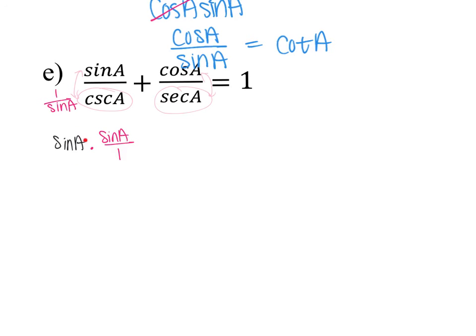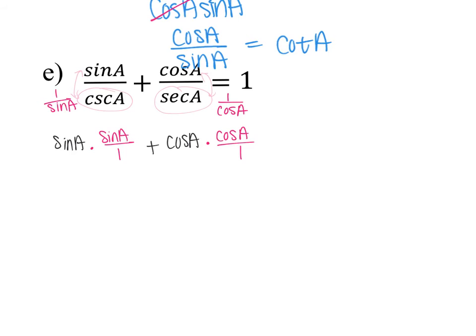Now, I'll take care of this later, but I'm bringing down the plus sign, bringing down the cosine that's in the numerator, and secant is actually 1 over cosine. But if you're dividing by this 1 over cosine, this is going to flip. So this ends up being cosine over 1.